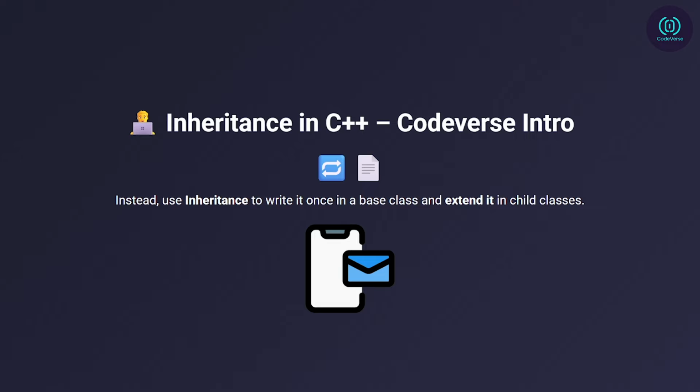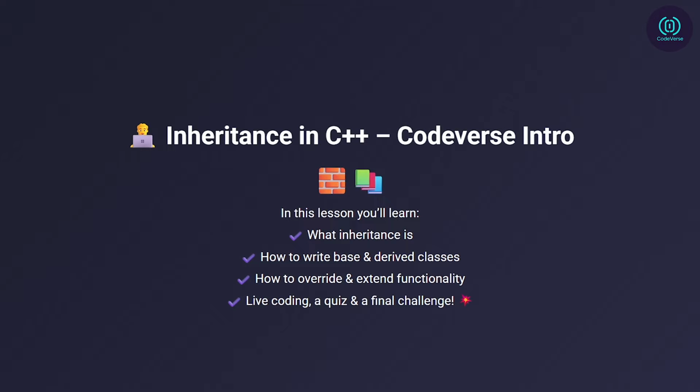In this video, you'll learn how inheritance works in C++, the difference between base and derived classes, what access specifiers do in inheritance, how to override methods and extend functionality. Plus, we'll dive into a real coding demo, test your understanding with a quiz, and give you a final challenge to lock in the knowledge. Whether you're new to OOP or just brushing up, this lesson will give you a rock-solid foundation.